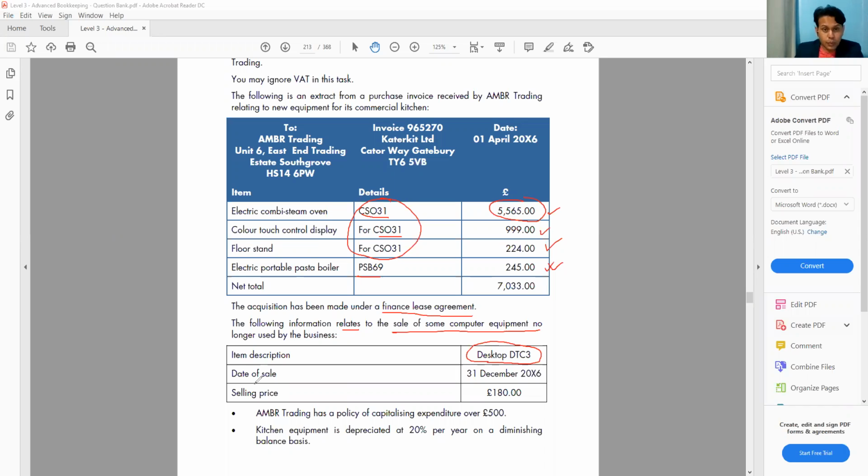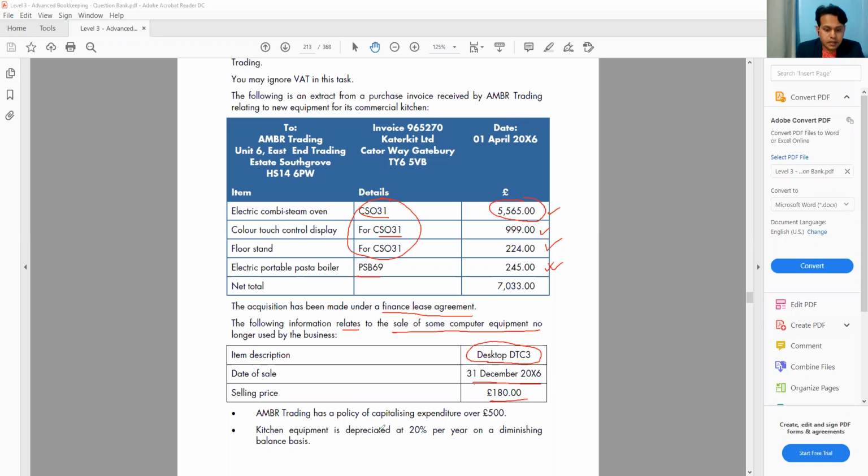Then we need to know when we sold it. The date of sale is 31st of December 2006, and the selling price is 180 pounds. So this is another piece of information we have. Let's move on and find out what else we have.